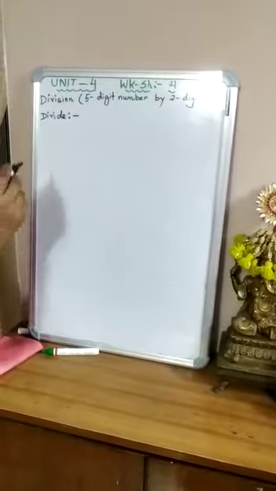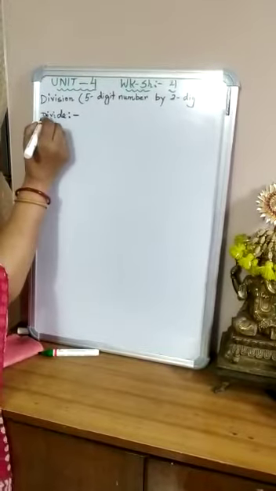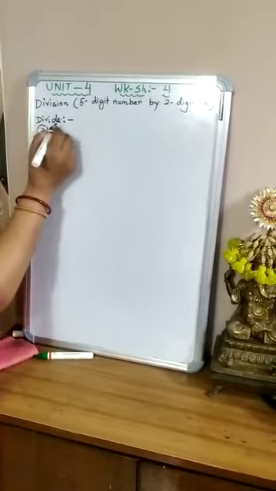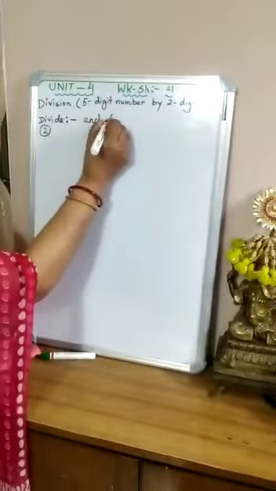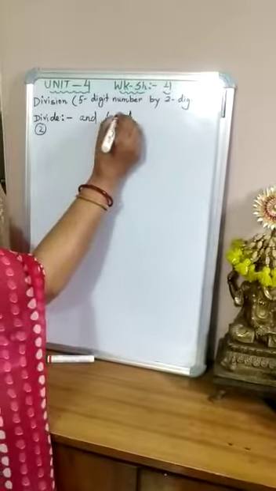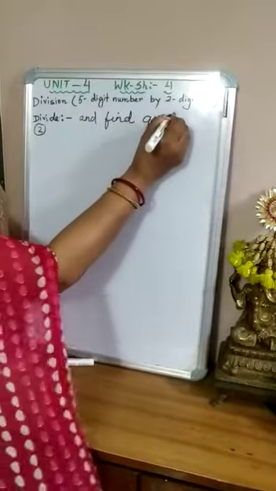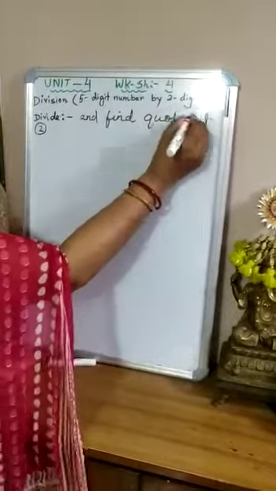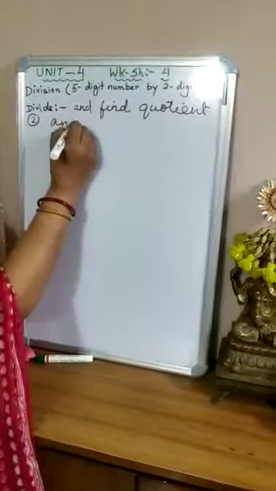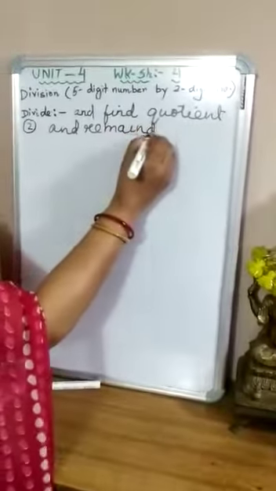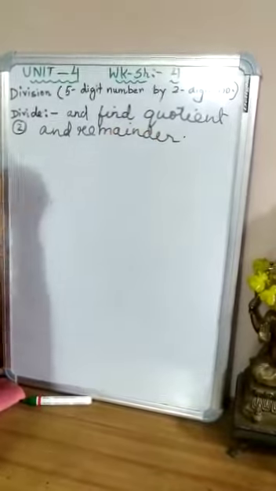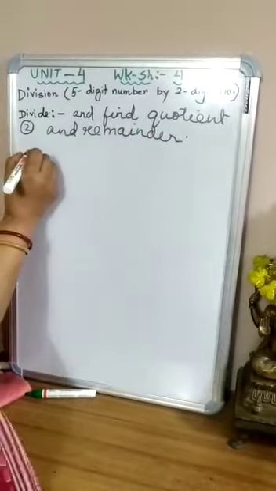Now let's come to question number 2. So what you have to do: divide and find the quotient and remainder. Firstly you have to divide and then find the quotient and remainder in question number 2. Now I am discussing A.